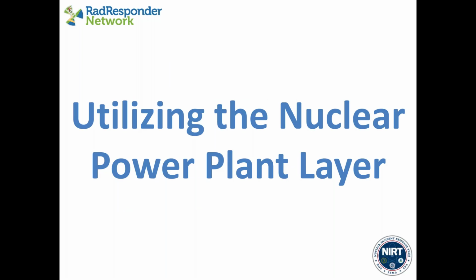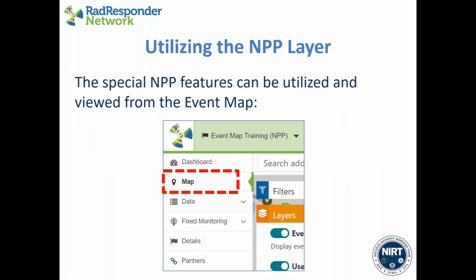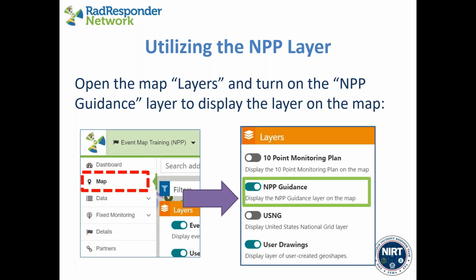So the nuclear power plant layer that you just unlocked can be viewed from the event map itself. As you all know, every RadResponder event has its own unique event map. And in order to view those NPP features that we just unlocked, you need to now navigate to the event map. From here, just like always, you'll expand your orange layers menu and make sure you turn on that NPP guidance option. Now, if you do not see the NPP guidance option under your layers, that means your event is not a nuclear power plant scenario, so you can go back and edit your event like we just showed you.